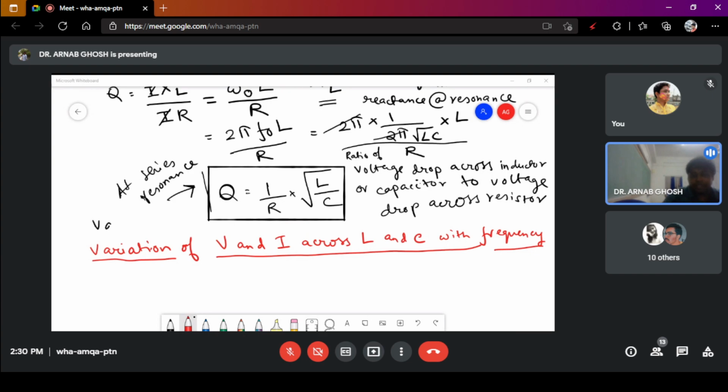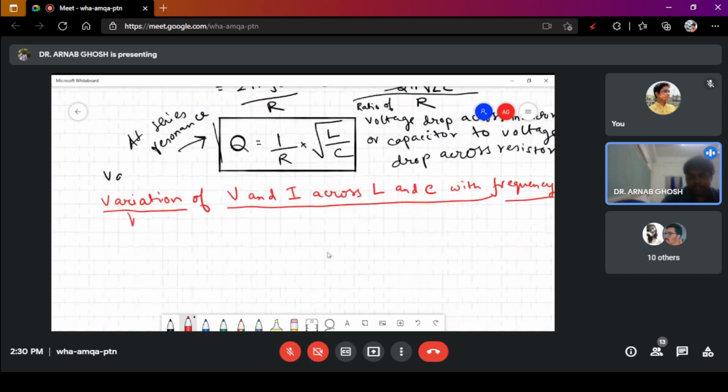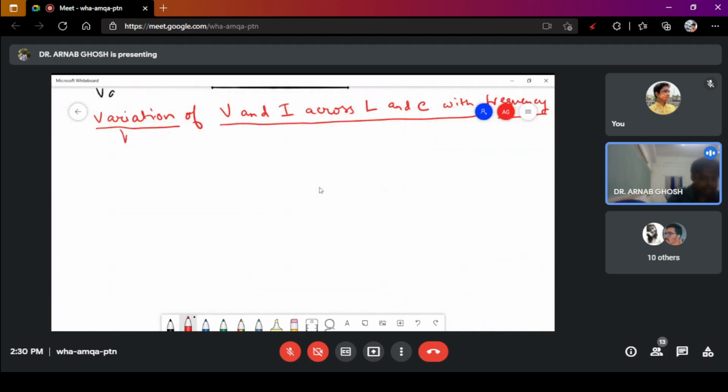Okay. Now, I think the Q factor is done, so I am focusing on this topic. Let's say the voltage across the capacitor. Let us focus on this. So how do you give this? This is equal to I into 1 by omega C. The voltage across the capacitor is I into 1 by omega C.